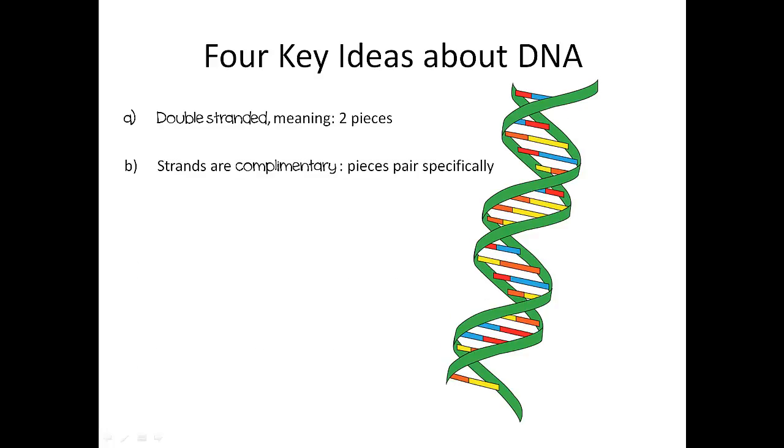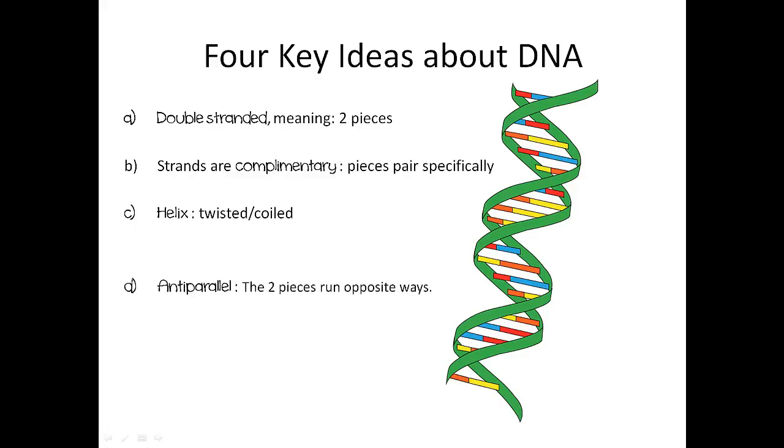The second thing you need to know about DNA is that the strands are complementary. This means that the pieces pair together in a very specific pattern. It's not just all random. In the picture, this is represented by colors. Orange and yellow are always going to pair, and red and blue are always going to pair. DNA is a helix. It's this twisted shape where the 2 strands wrap around each other.